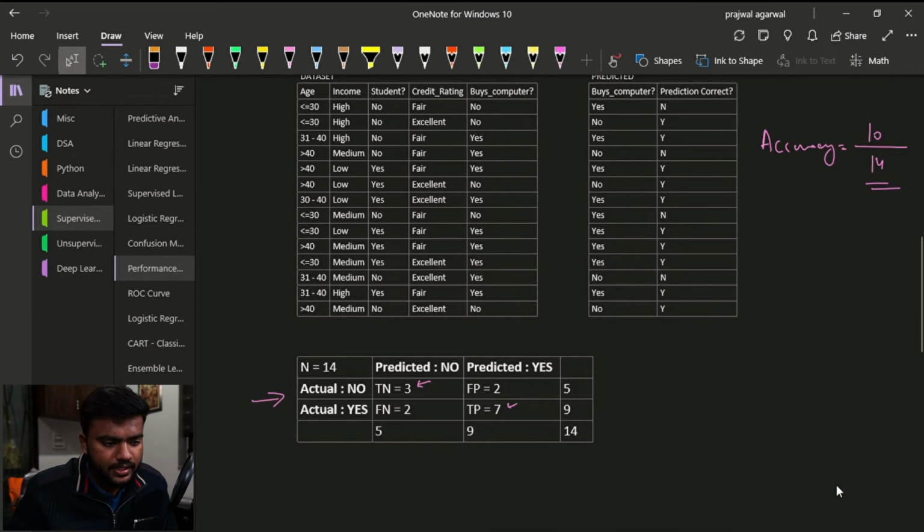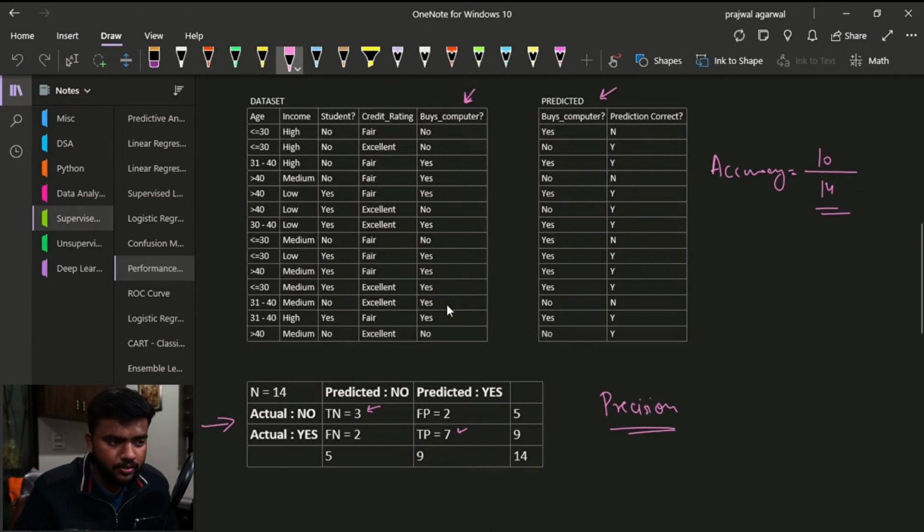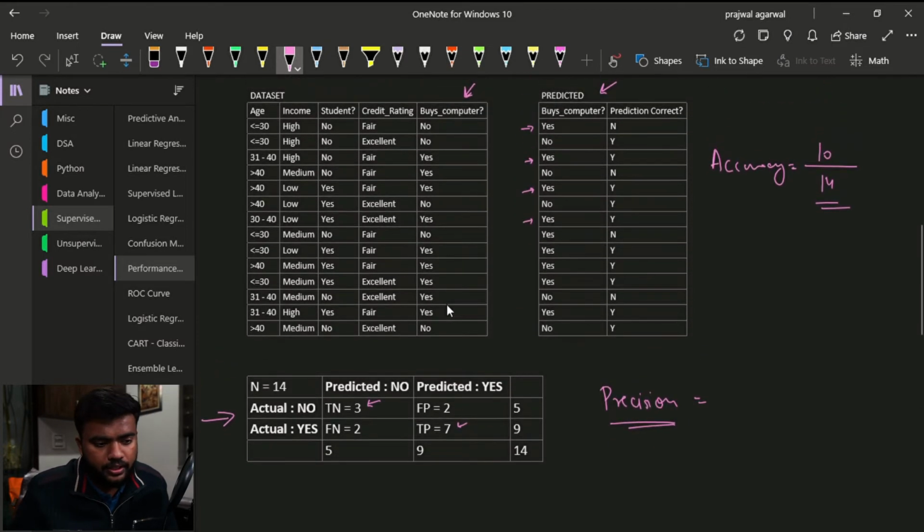Now we will talk about precision. What is precision? In precision we talk about, out of all the yes that we have predicted, how many are actually correct. We need to find how many of the yes are actually correct. So we have true positive here, and the total number predicted as yes is true positive and false positive. They are the total number of yes, and we ask how many of those yes are actually yes.